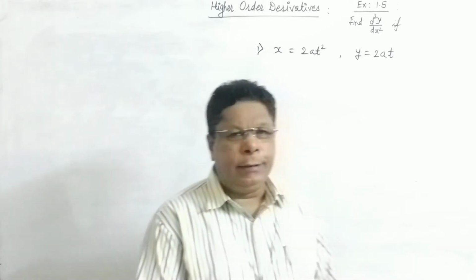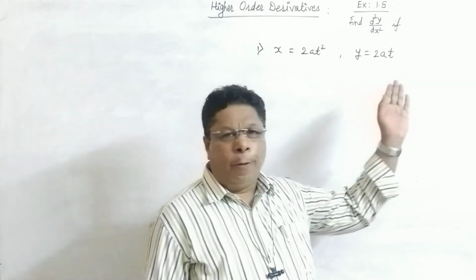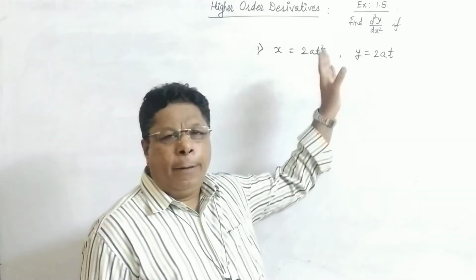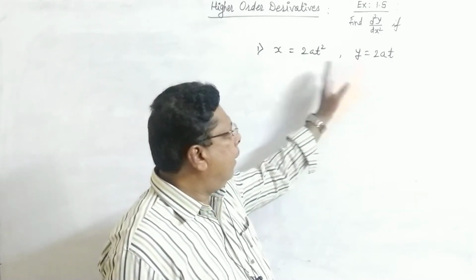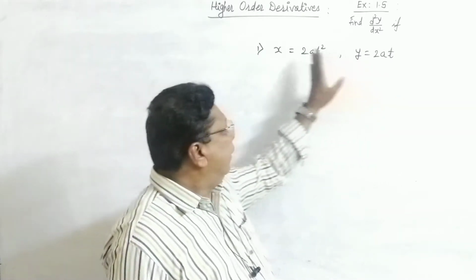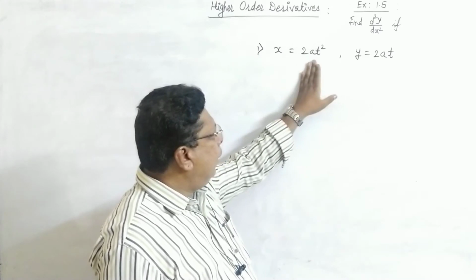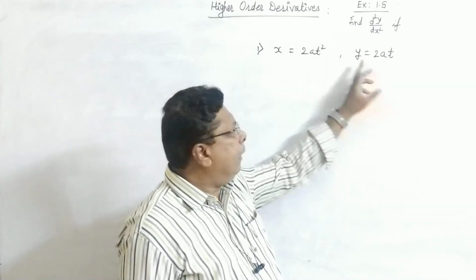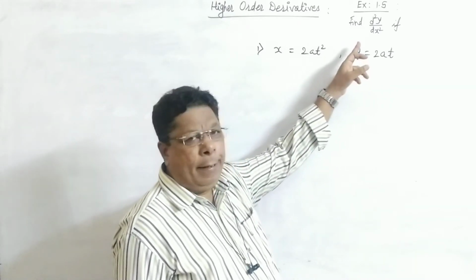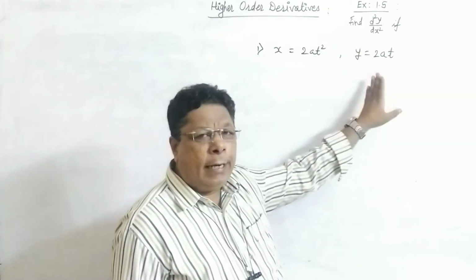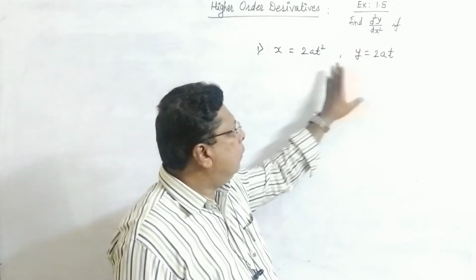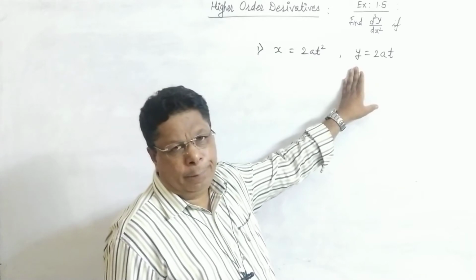Okay, now we'll start the exercise. See exercise 1.5. The question is, find d square y by dx square. I have written the question here. If x equals 2at square and y equals 2at, we have to find d square y by dx square. Two functions are given separately, which means it is a parametric function type.